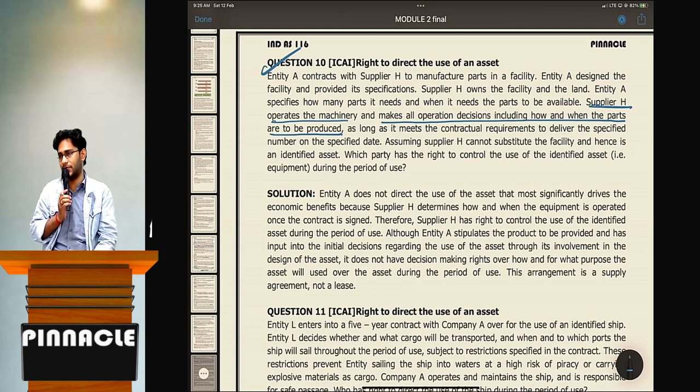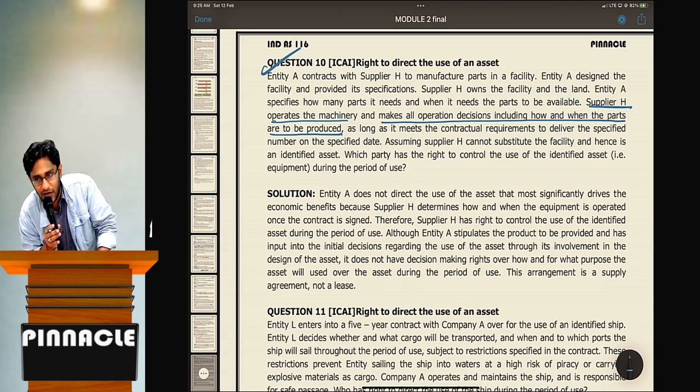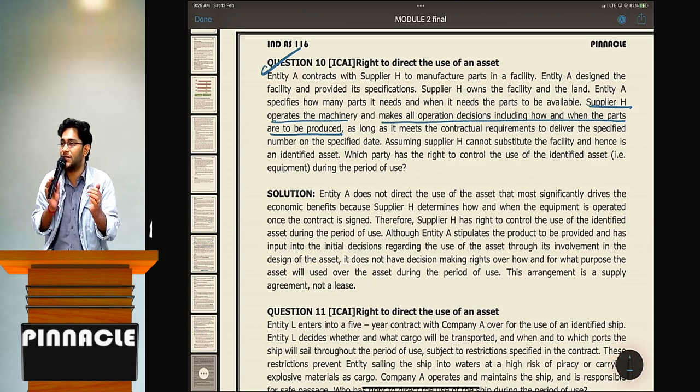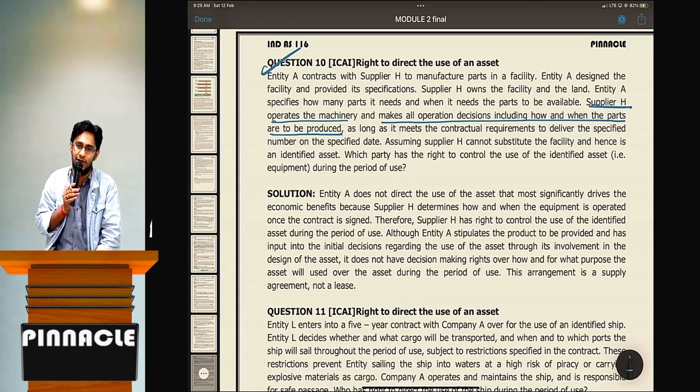It's a very tempting question, because the supplier only is operating, and the customer only designed it. It's very likely that you fall into that note point. But you should not forget the heading of the note point: you go there when the usage is predetermined. In this case, the usage is not predetermined.